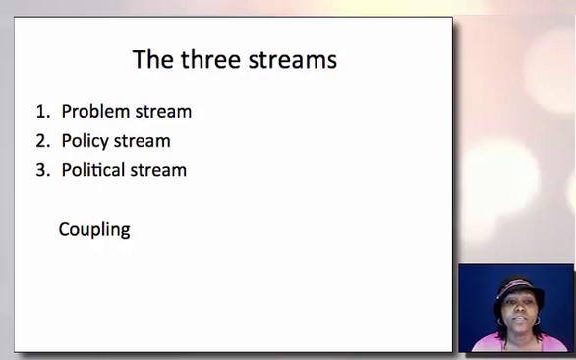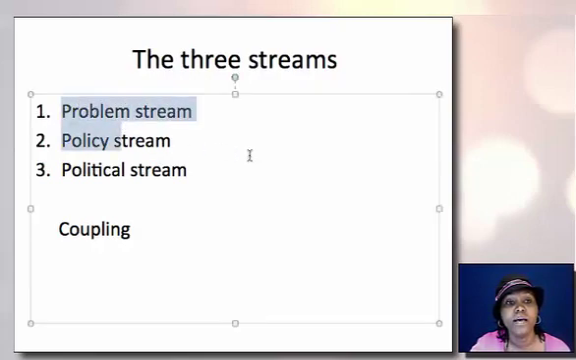Now, the process in the agenda setting approach by Kingdon identifies three streams. These are the problem stream, which is the first one, and then the policy stream and the political stream. Now let me elaborate on each separately.